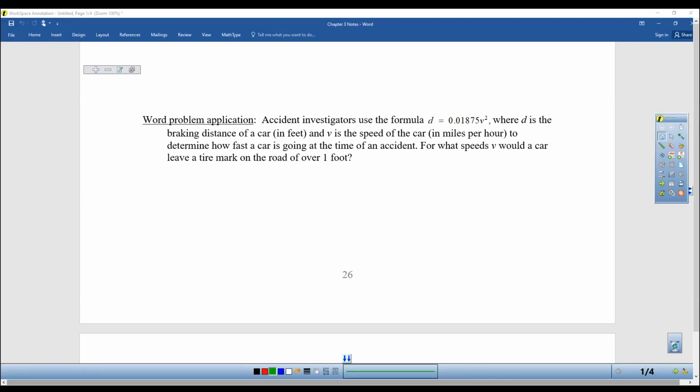Hello, everyone, and welcome to Part B of Section 3.6 in Algebra 2, Quadratic Inequalities. We're starting off on page 26, where we have our word problem.